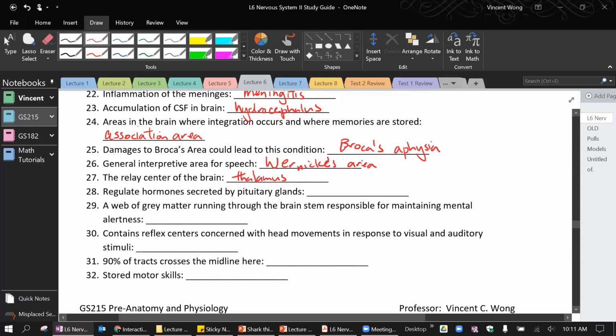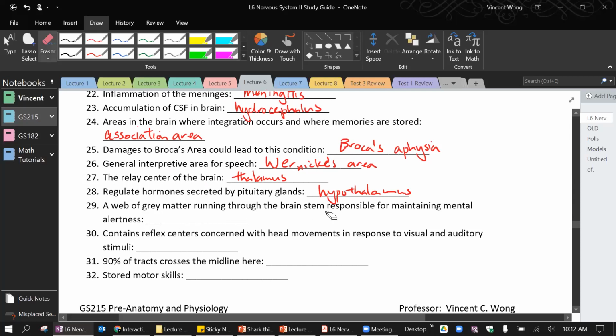Regulate hormones secreted by the pituitary gland. That is the hypothalamus, again, the master gland. Master gland maintains homeostasis through hormones. Also part of the limbic system, right? Use hormones to charge those emotions, give them extra intensity.